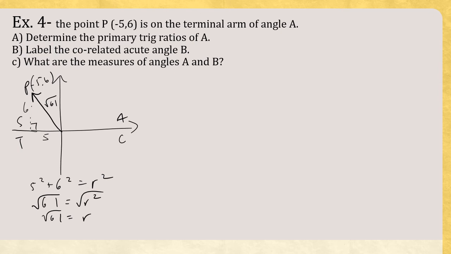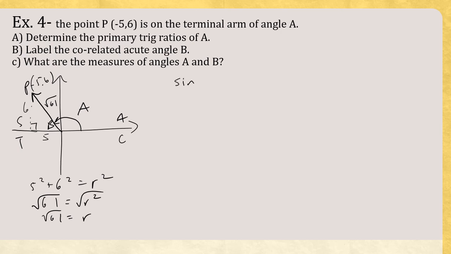Okay. Angle A is in standard position. That means it goes from 0 to our terminal arm. So there's A. There's B. We want the primary trig ratios of A, which we know match B.